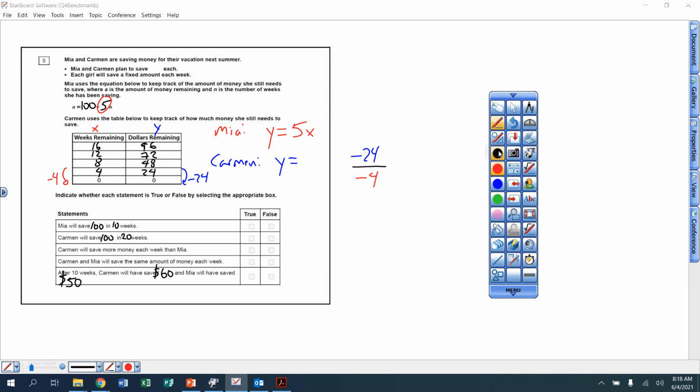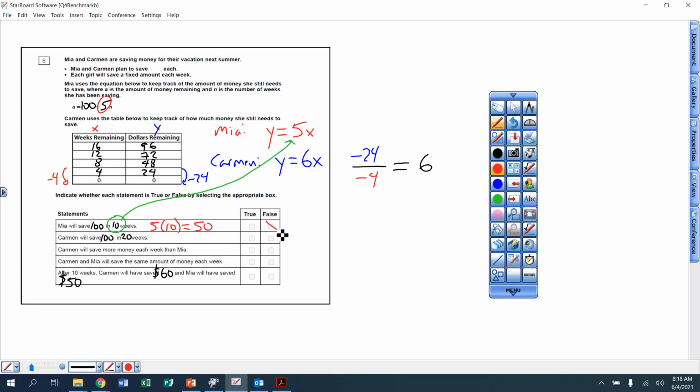So if I divide that out, looks like her rate of change is 6. So her equation would be 6x to see how much she's saving each month. And then use these to answer these questions. Mia, plug in 10 into her equation. And if you get 100 right there, that's good. But you can see when I plug in that, I get 50.